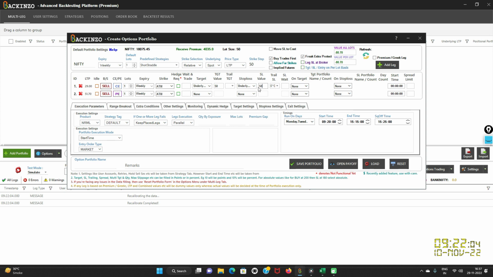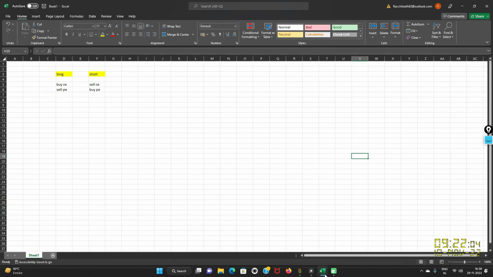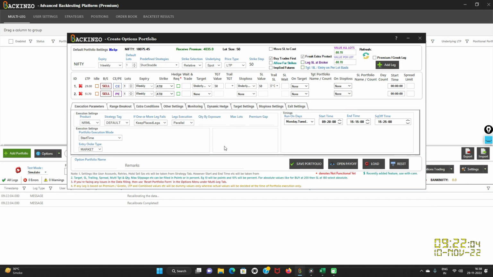Backinzo logically determines whether you are long or short by assessing the leg buy and sell signal. Based on your buy and sell, it logically determines what you want from your leg. I'll quickly showcase it to you on this Excel sheet. So buy CE and sell PE is considered as long, and sell CE and buy PE is considered as short in Backinzo. So this is how we set the target and the stop loss.